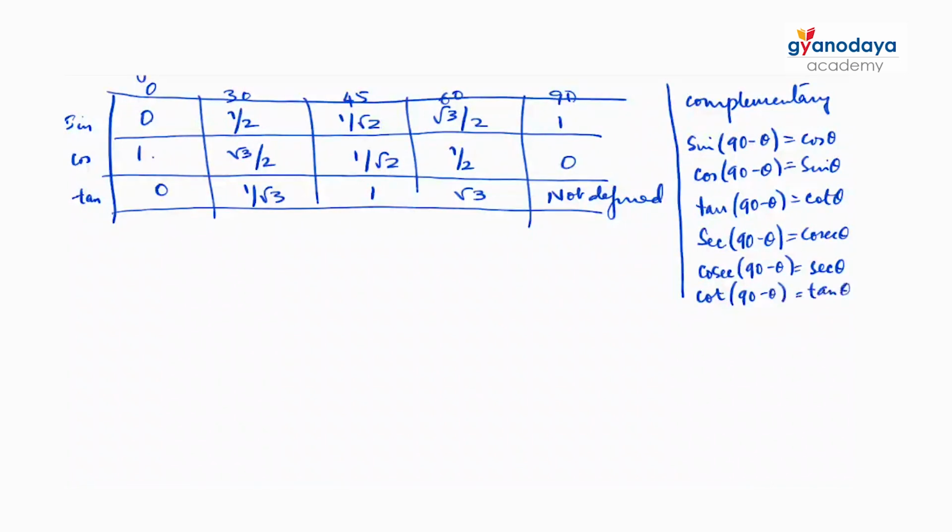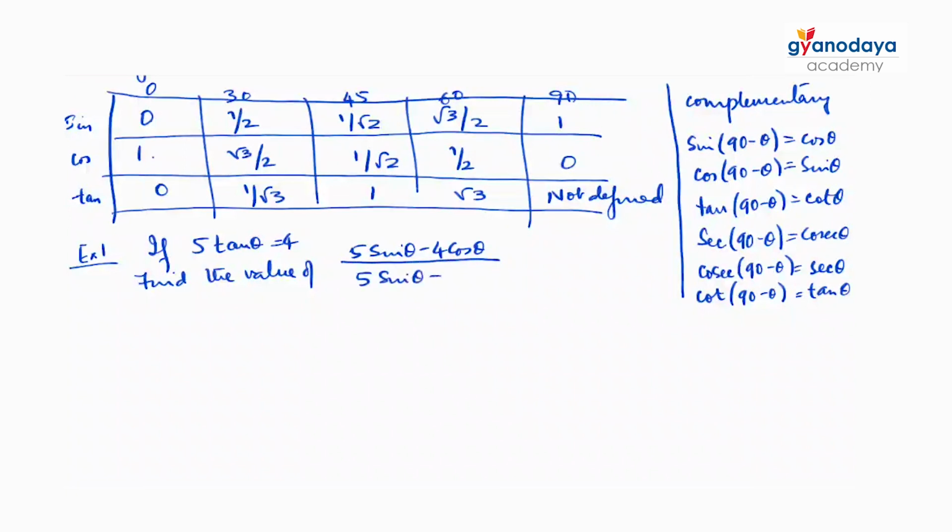So based on this information we will be doing a few questions. Let's say example 1: we are given that 5 tan theta equals 4, and we have to find the value of (5 sin theta minus 4 cos theta) divided by (5 sin theta plus 4 cos theta). There are two ways of doing it. Essentially what we are given is tan theta equal to 4 by 5.